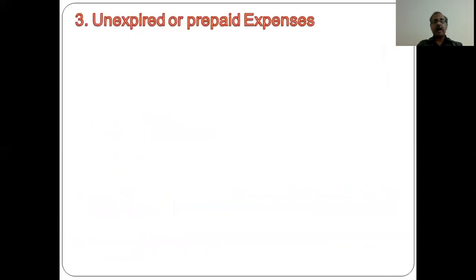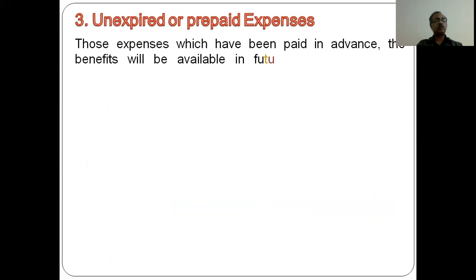The second adjustment item is unexpired or prepaid expenses. So we'll discuss what is unexpired or prepaid expenses. Those expenses which have been paid in advance, the benefits of which will be available in the future, are called prepaid expenses. So prepaid expenses means those expenses which are already paid but not incurred. That means they are paid in advance but not expired.